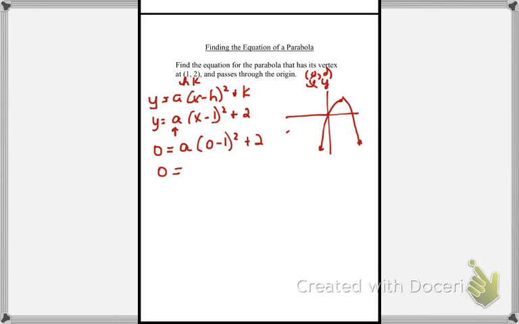Negative 1 squared is 1, so we have 1a plus 2. Subtract 2, so a is equal to negative 2. Then put it all back together. Negative 2, x minus 1 squared plus 2. Now, that's it in vertex form for your parabola. And the negative 2 shows that it opens down, and the 1, 2 shows your vertex point.